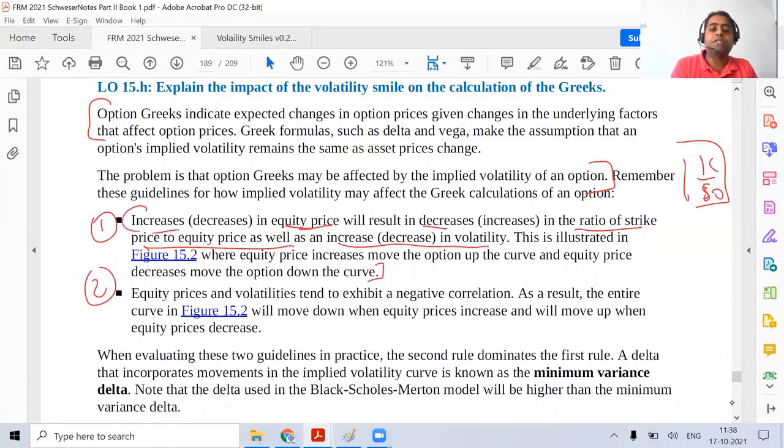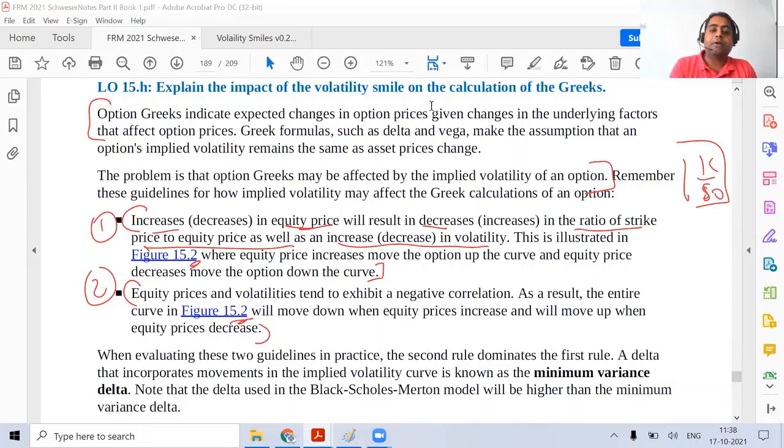Read this first point. Right? Everybody okay with the first point? One more. The second point also connects back to the equity. The figure 15.2 they're referring to is basically your equity option figure.